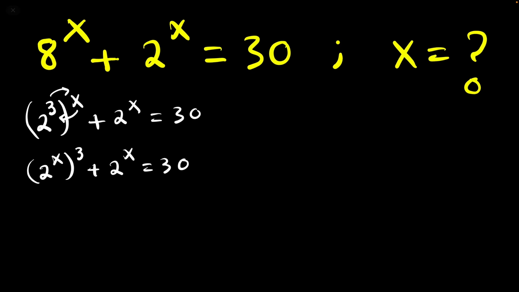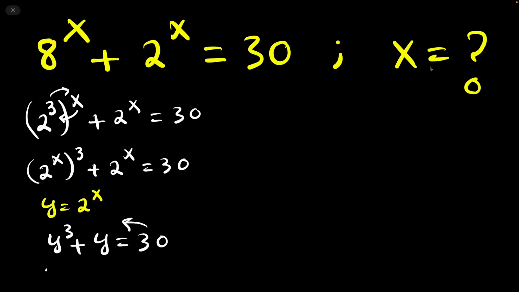So here now what I can do is substitute 2 to the x with a letter. I'm going to choose y. I'm going to substitute 2 to the x with y. So after this, instead of 2 to the x, I'm going to write y. So y to the 3 plus y equal to 30. So what I can do next is move 30 to the left: y to the 3 plus y minus 30 equal to 0.